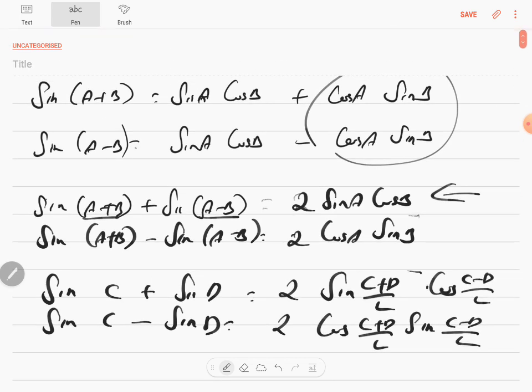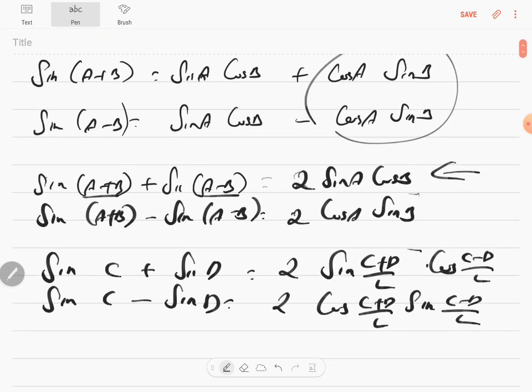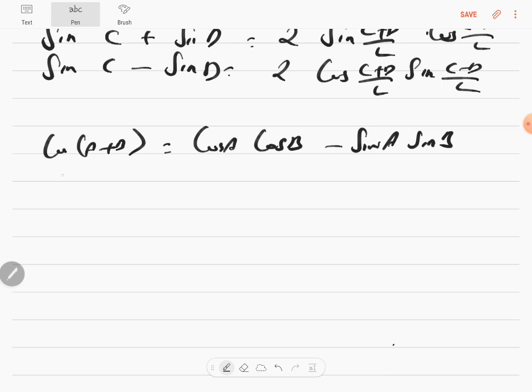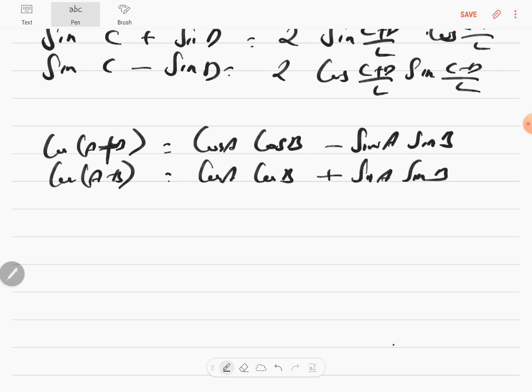All these formulas, by adding and subtracting, you should remember all this. Next is cos(A+B). Cos(A+B) is cos A cos B minus sin A sin B. Cos(A-B) is cos A cos B plus sin A sin B. In cos, when there is a plus, it will become a minus. When it's a minus, it will become a plus.